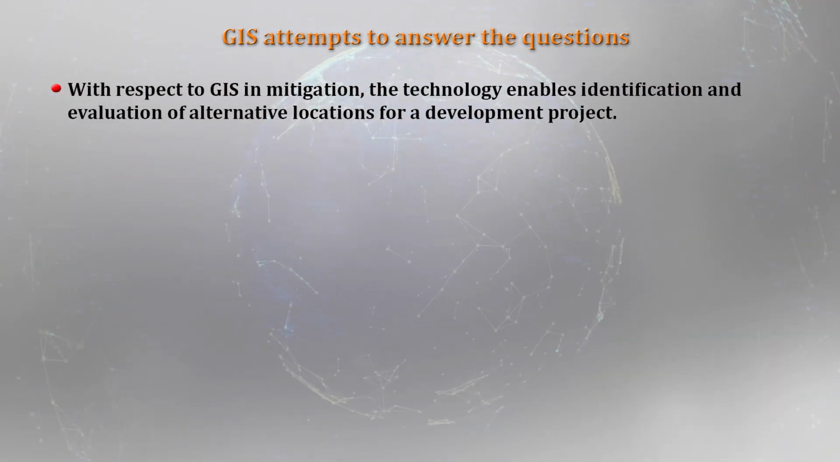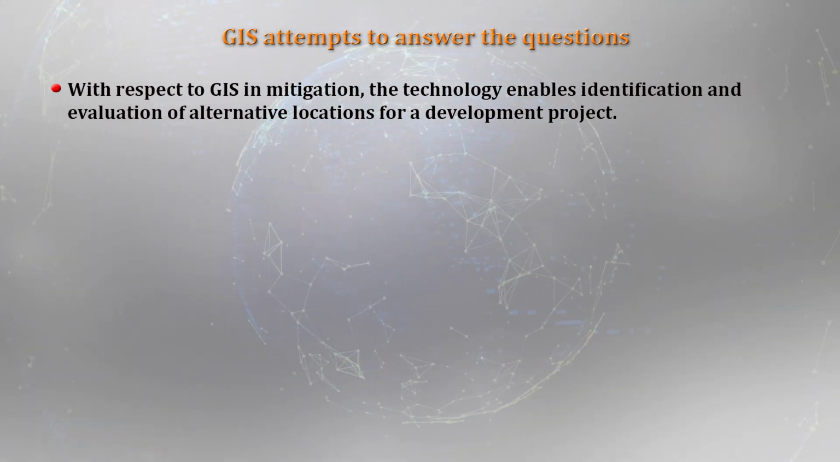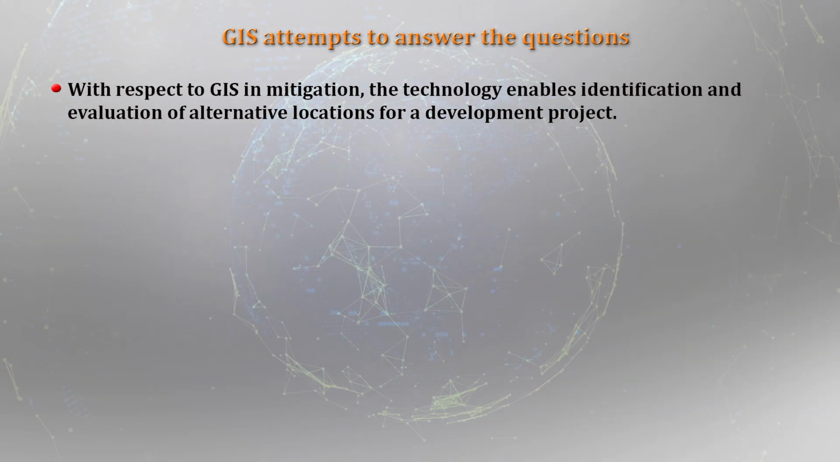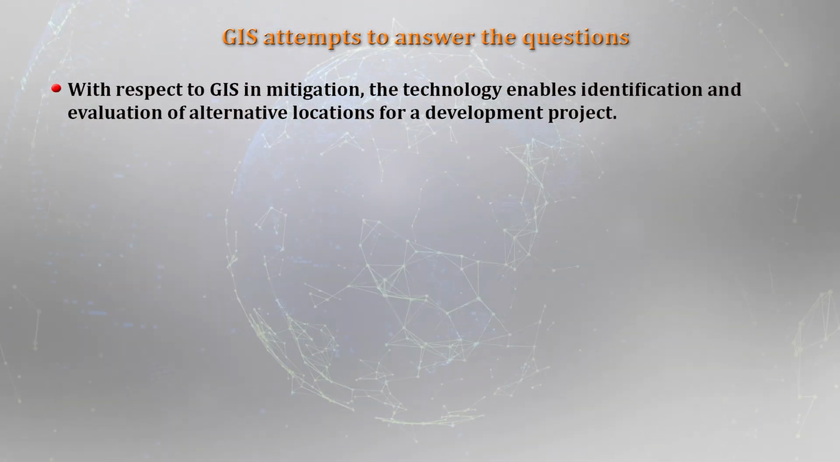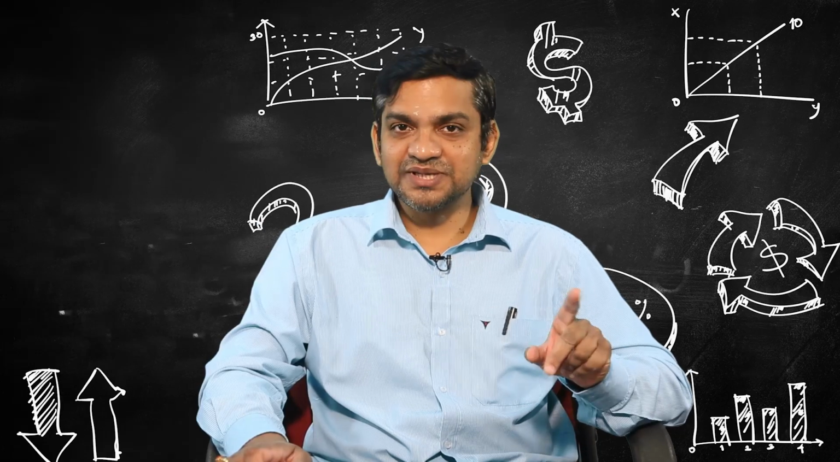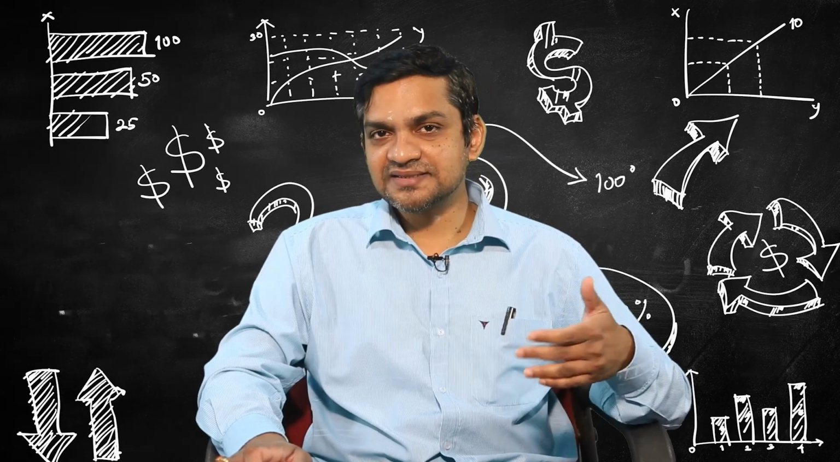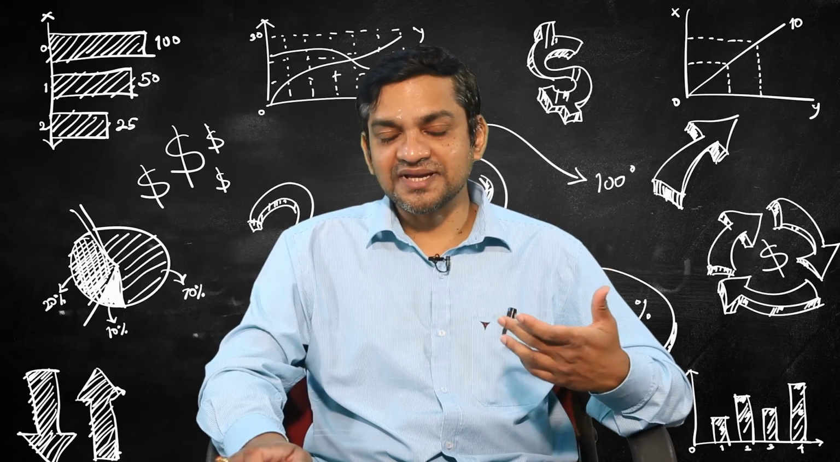Okay. And with respect to the mitigation aspect, time and again I have been talking about mitigation, because that's the most important thing. We need to choose the best alternative. And with respect to GIS in mitigation, GIS technology enables identification and evaluation of alternative locations for a development project. And that is the end result of GIS analysis. That's the most important thing.